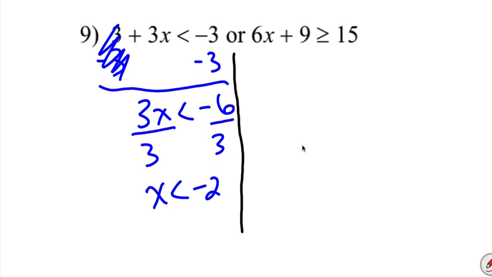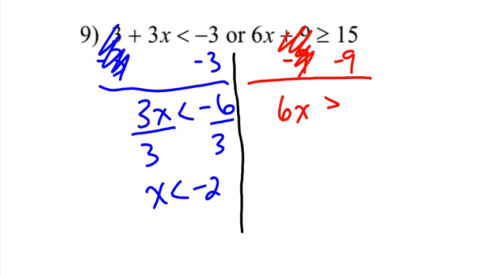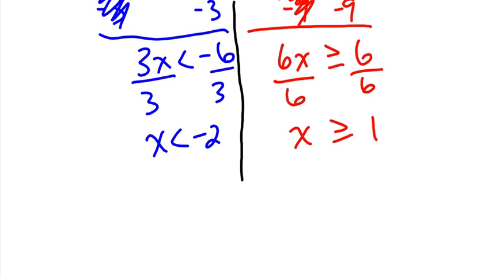My other inequality, move the number with no variable, so I subtract 9 from both sides. I'm left with 6x is greater than or equal to 15 minus 9 is 6. Divide both sides by 6 to get my x by itself. So x is greater than or equal to 1.